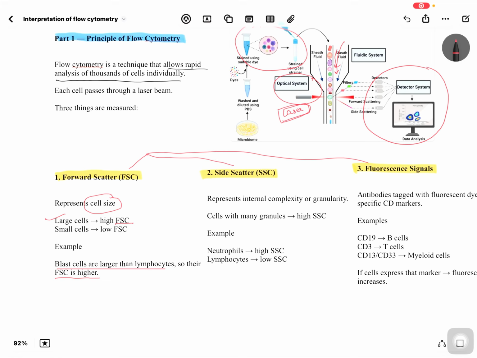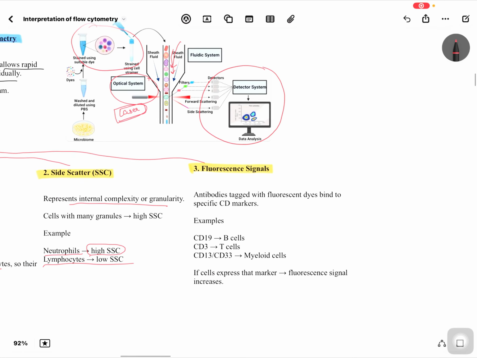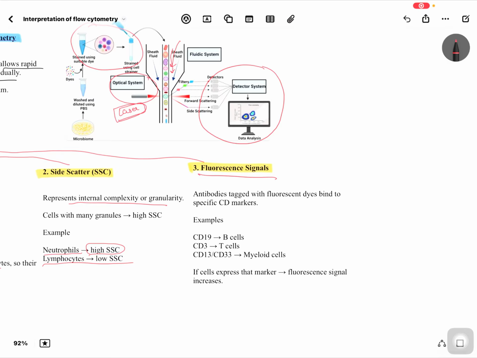Now moving on to the second, that is side scatter. The side scatter represents the internal complexity or granularity of the cells. Neutrophils have the most granules and are very complex with two to three nuclear lobes, so they have higher side scatter, and lymphocytes have low side scatter. What is the use of fluorescent signals? Antibodies tagged with fluorescent dyes bind to a specific CD marker. So CD19 tells us about the B cell population, CD3 tells us about the T cell population, CD13 and 33 tell you about the myeloid population, and so on.